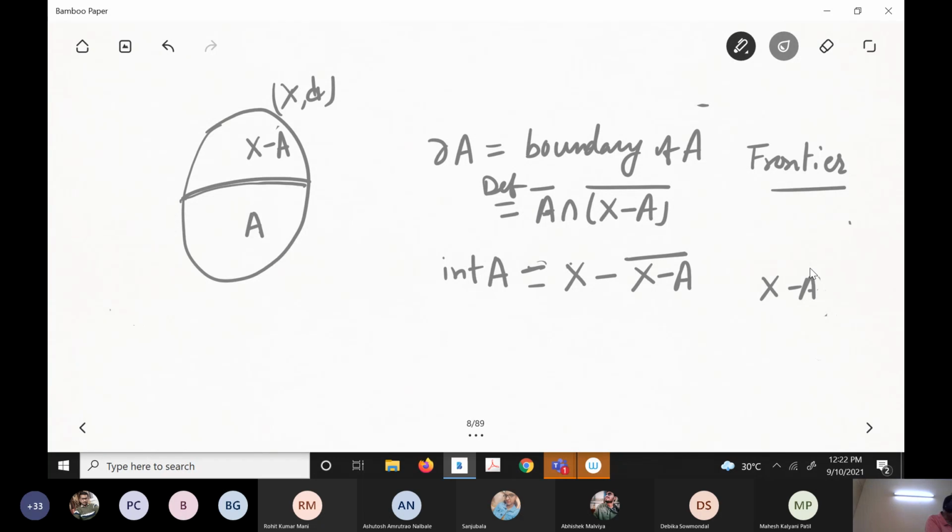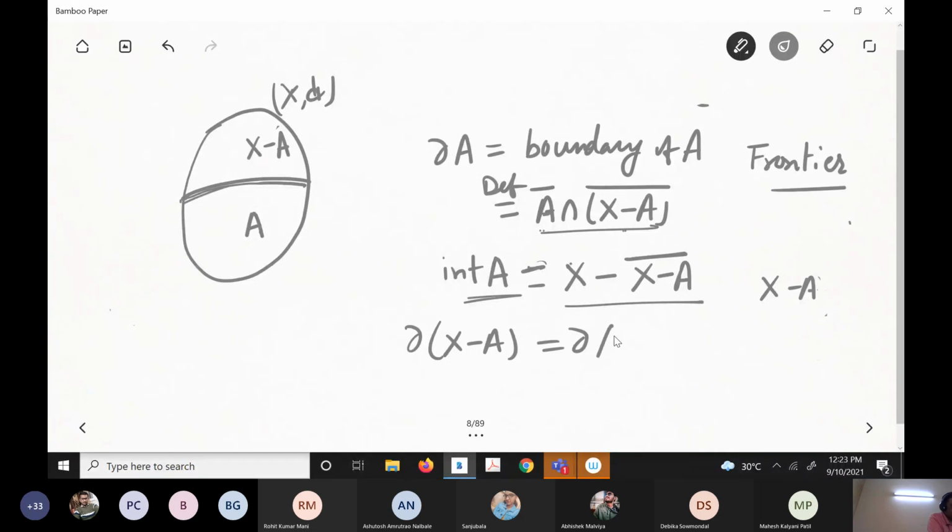Because you take the closure of X minus A and subtract it from the whole X, you get the interior of A. By definition, the boundary of A is the boundary of X minus A and A. If you replace A by X minus A, you get X minus A here and A here. This is the same, which is expected.